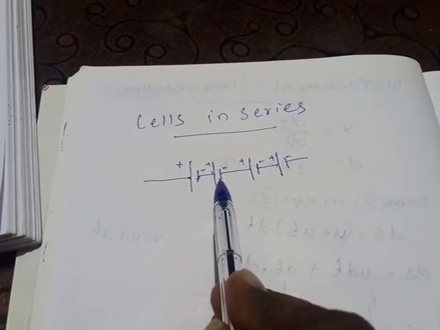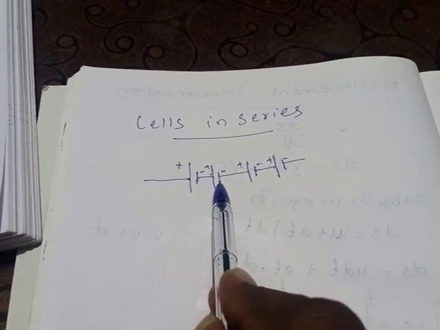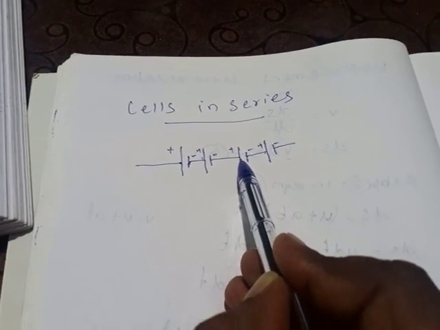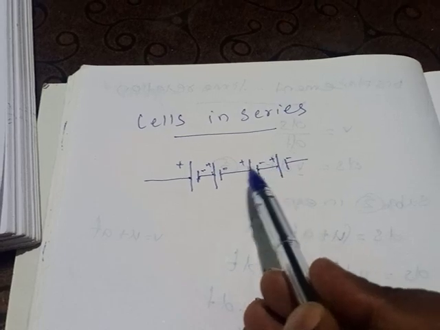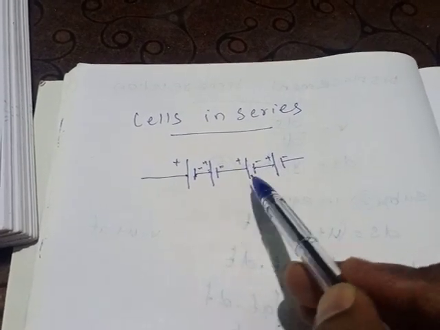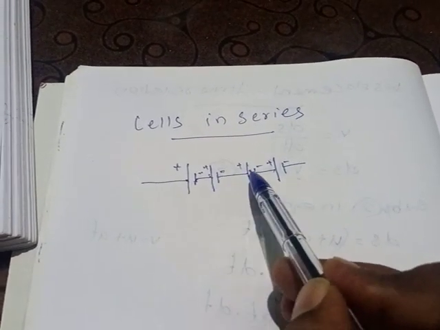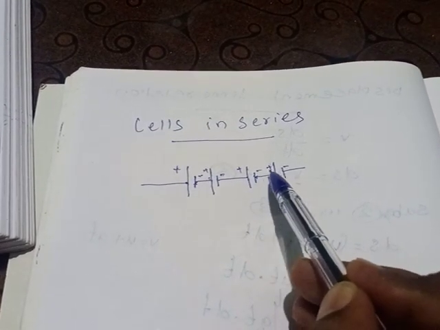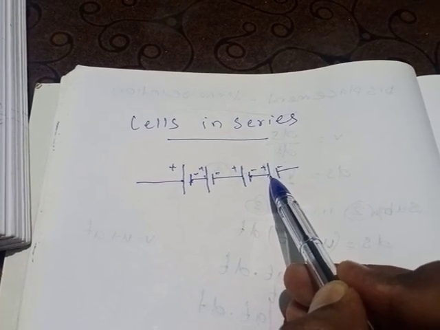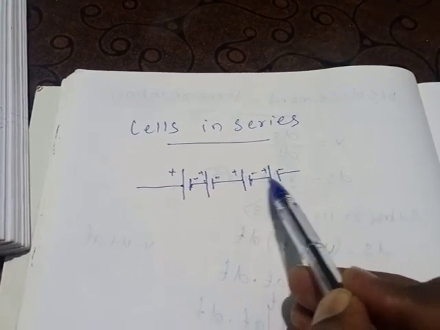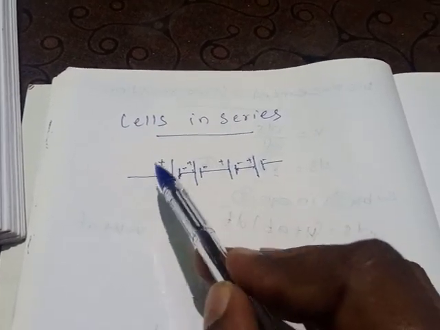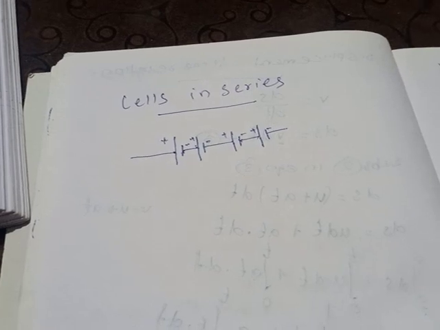The negative terminal of the second cell is again connected with the positive terminal of the third cell, and this process continues. Negative is connected to positive. Again the third cell's negative terminal is connected to the positive terminal of the fourth cell. Like this you can connect n cells, and if you connect n cells also, it forms a battery.